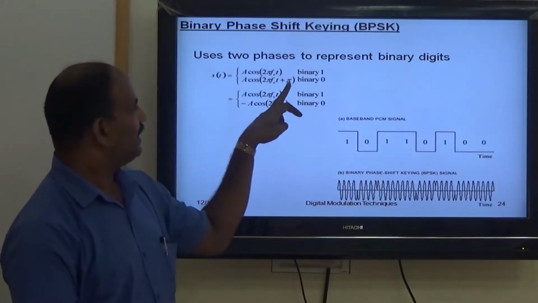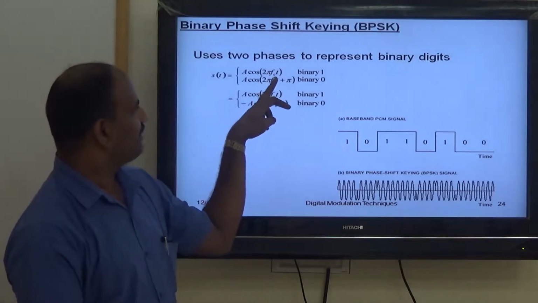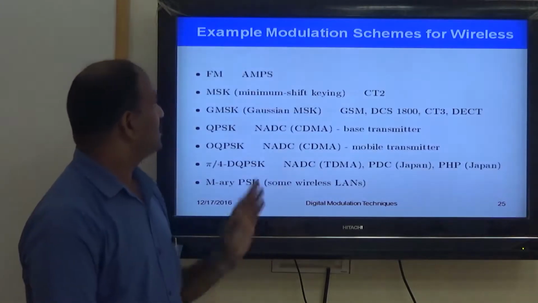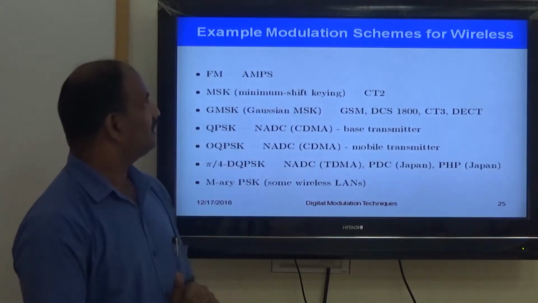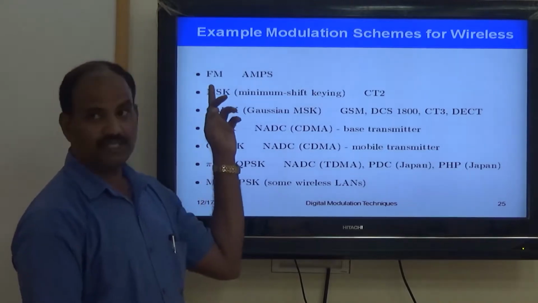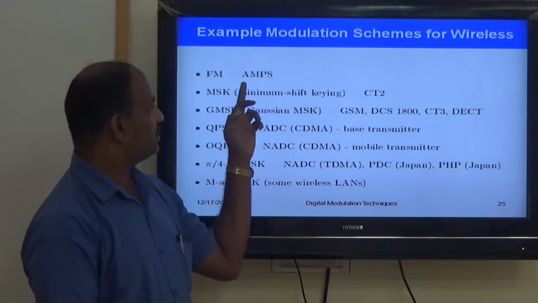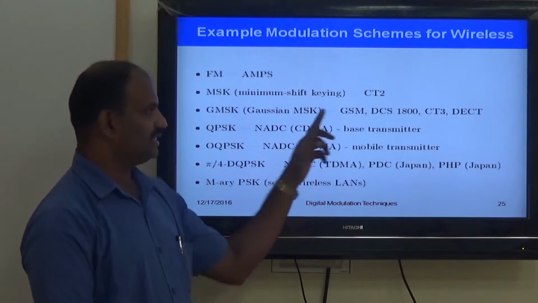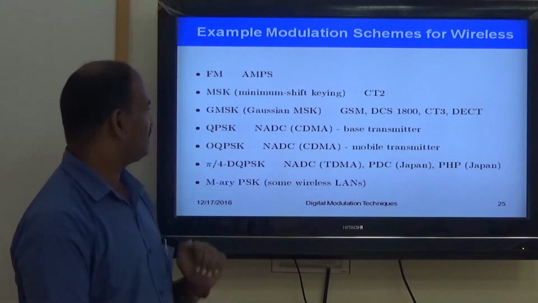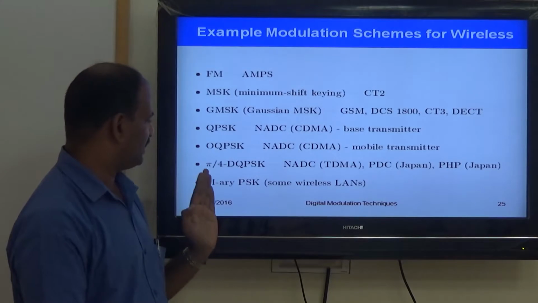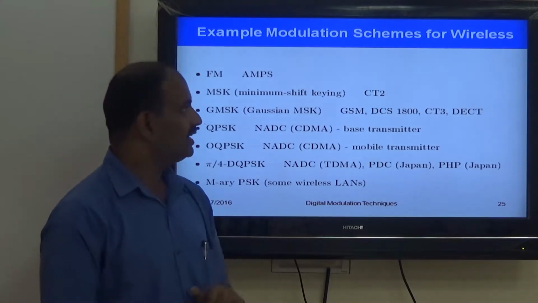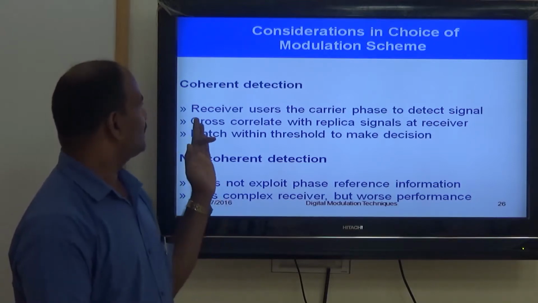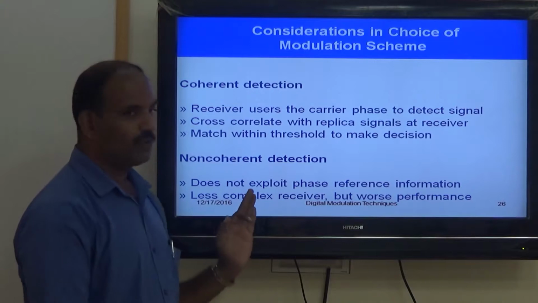So this is pi, and here we have cos of 2 pi fc t plus pi for transmitting symbol 0. There are different versions of digital modulation techniques. Frequency modulation is used for advanced mobile phone systems, and MSK is used for GMSK. Nowadays GSM technology uses GMSK, and similarly different varieties of QPSK, OQPSK, pi/4 QPSK and M-ary PSK are used for wireless LANs. And in the choice of modulation schemes, we have coherent detection and non-coherent detection.